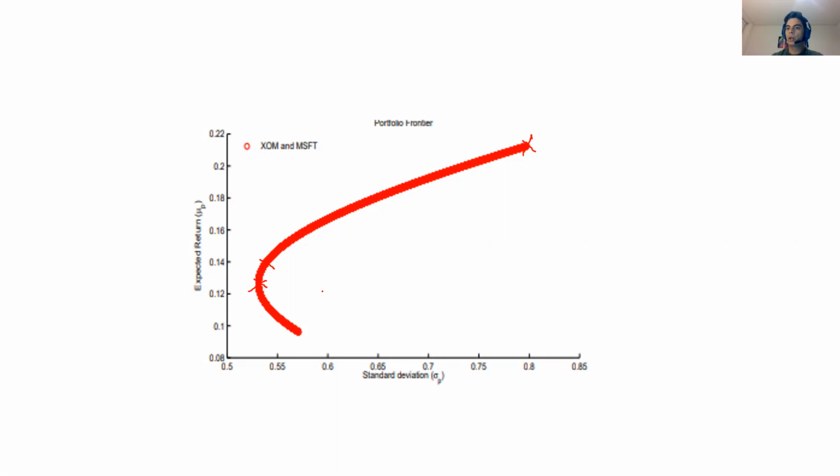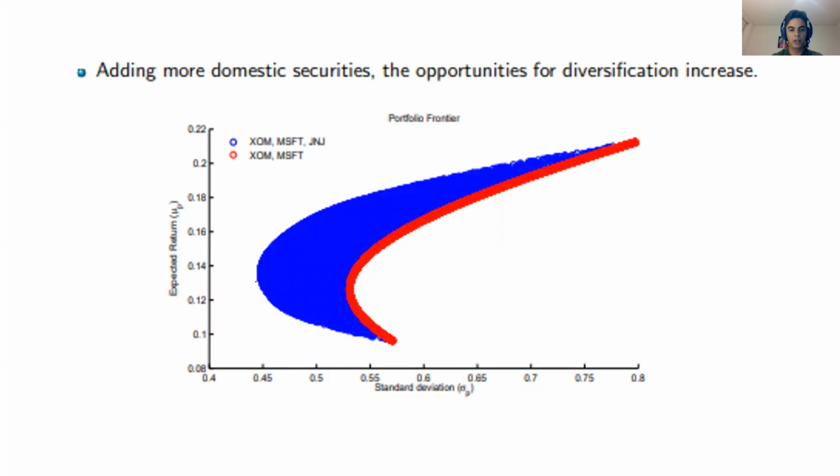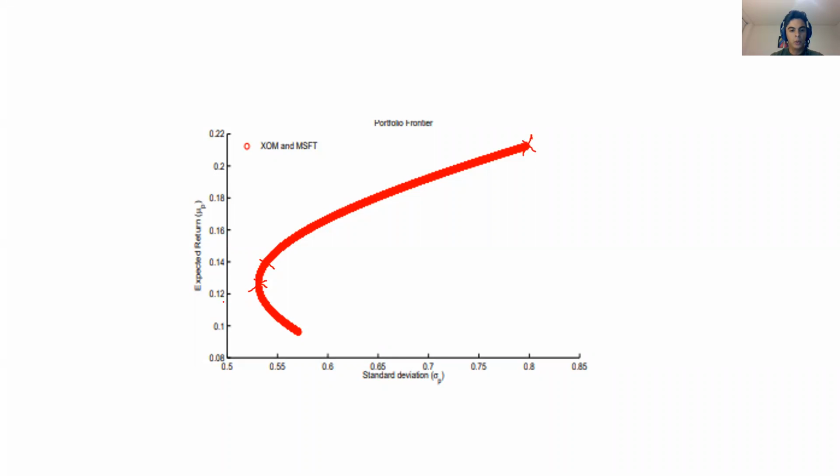And now I will show you what will happen if you add a third asset. If you add a third asset, it becomes even better. Look at this. Here, if you wanted to have a 12.12 expected return, you should be around here, like 0.54.